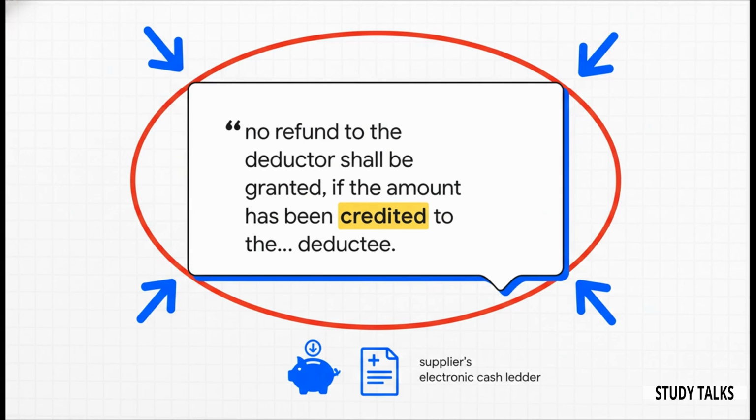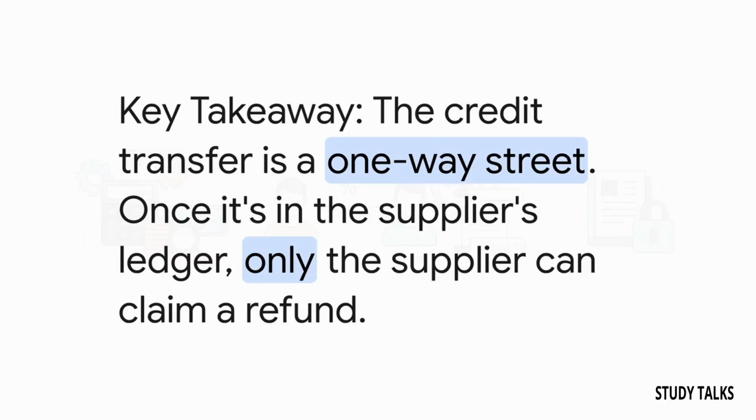You have to read this carefully. It says no refund will be given to the deductor if that amount has already been credited to the supplier's electronic cash ledger. This is a massive point. And this boils down to a very simple, very powerful takeaway for your exam.